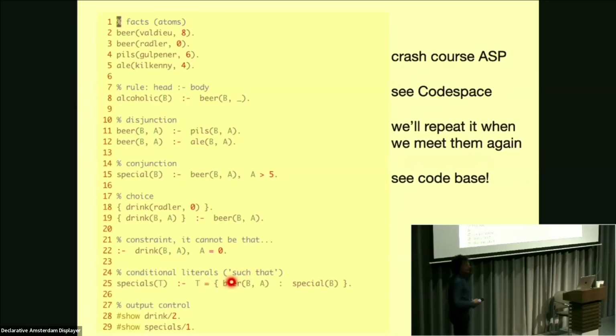And finally, we have aggregates, which are a special way of dealing with sets. That's on this line. Here's an aggregate. It's written as a set. As you can see here, there's the such that notation, and it's surrounded by curly braces. But there is something more about it.